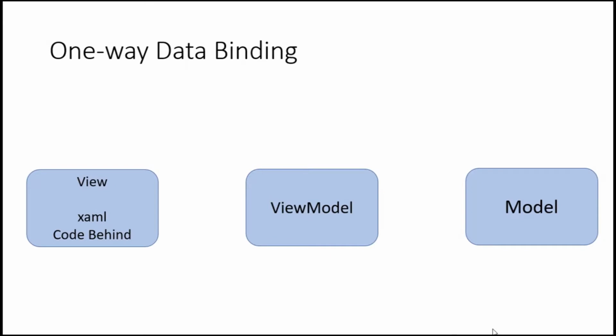In the case of one-way binding, what we do is connect the model with the view model and the view model with the view. This operation is only done once.